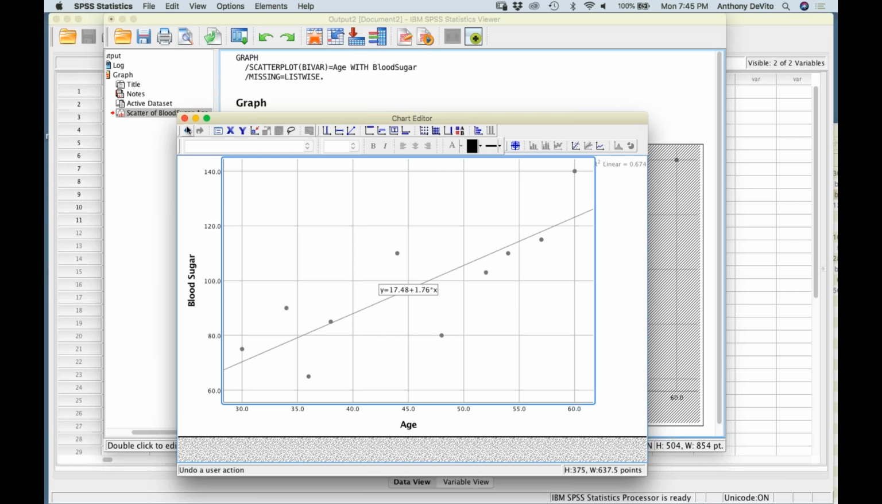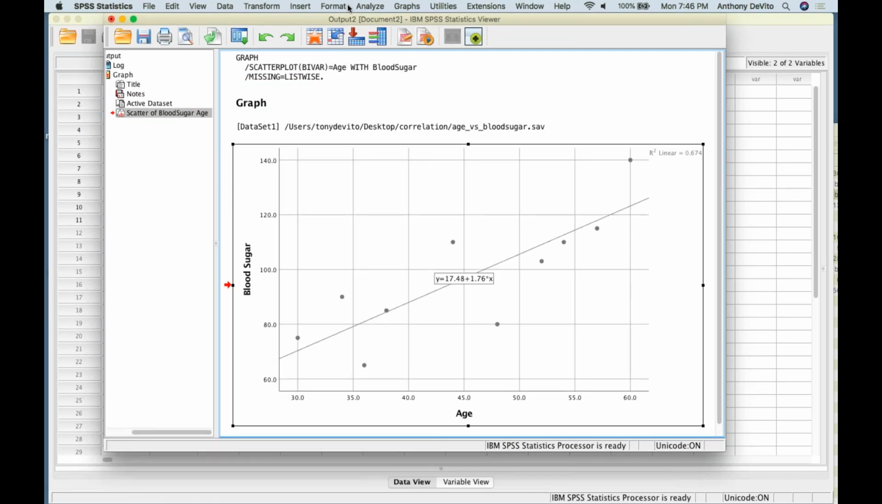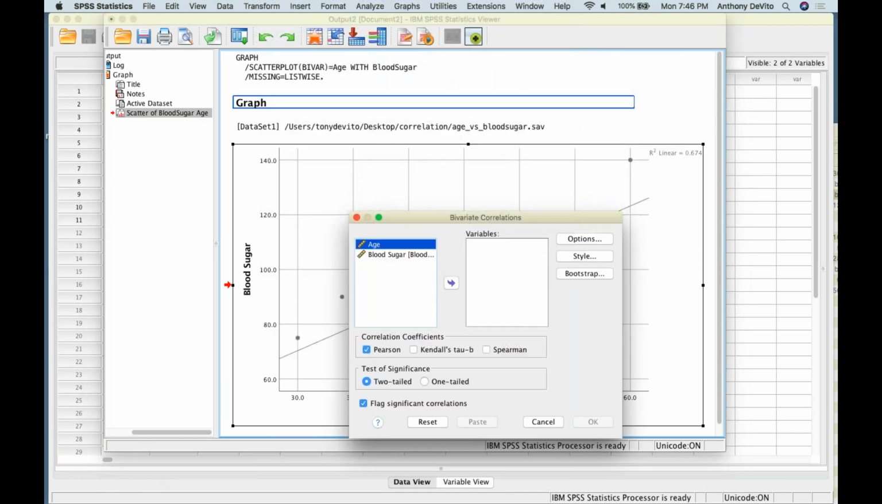In order to determine if I can reject my null hypothesis and accept my alternative hypothesis, I have to do another test. I have to go here to Analyze, then Correlate, then Bivariate, two variables.